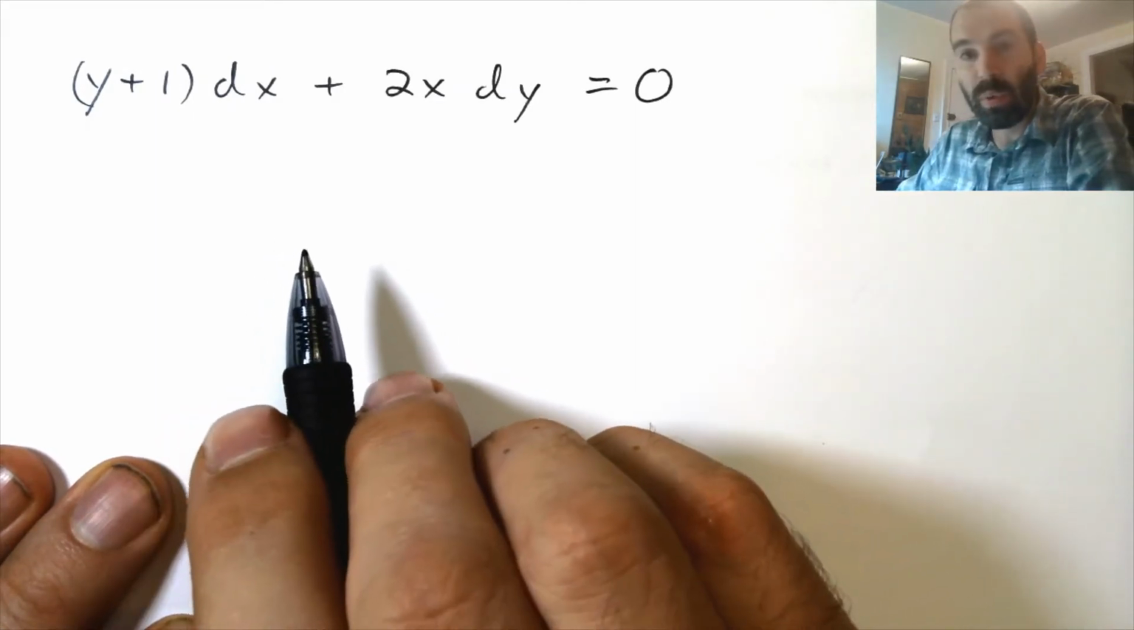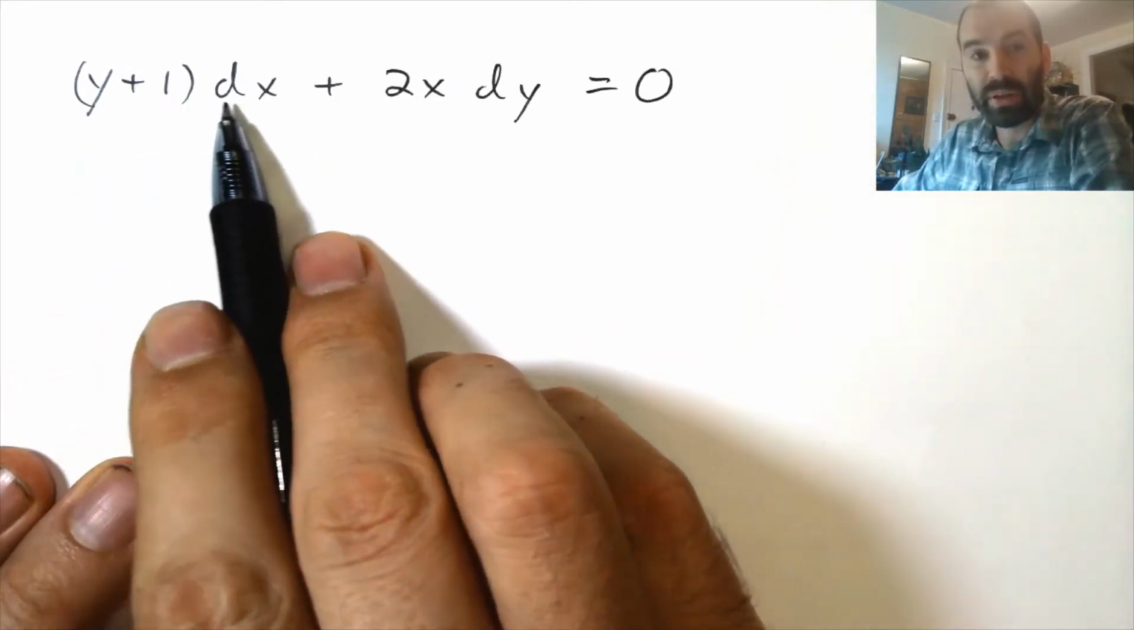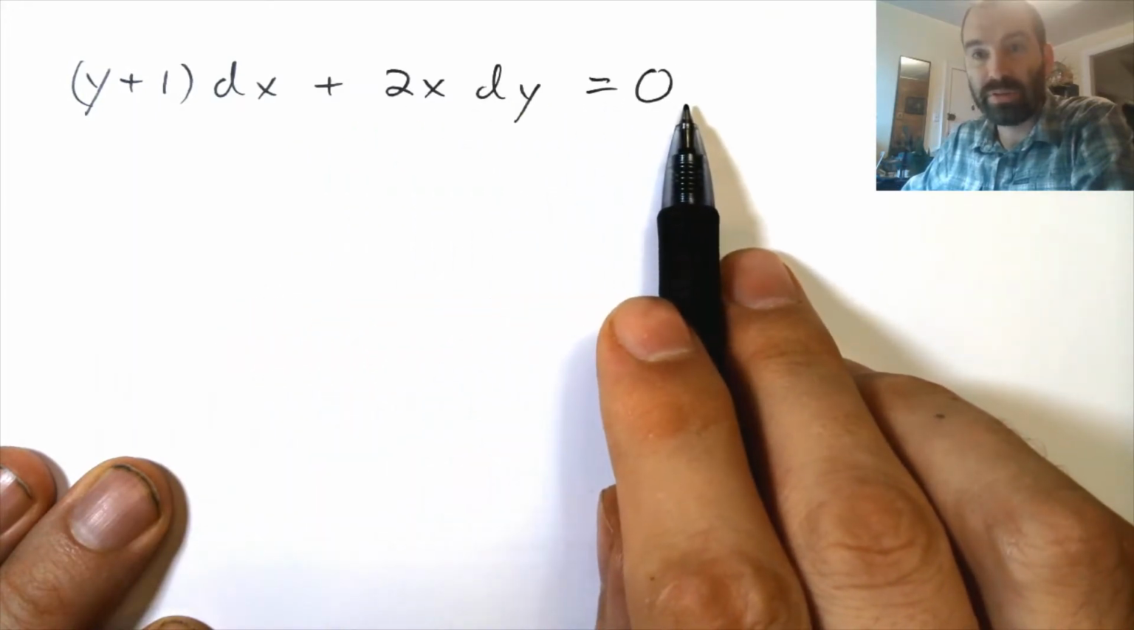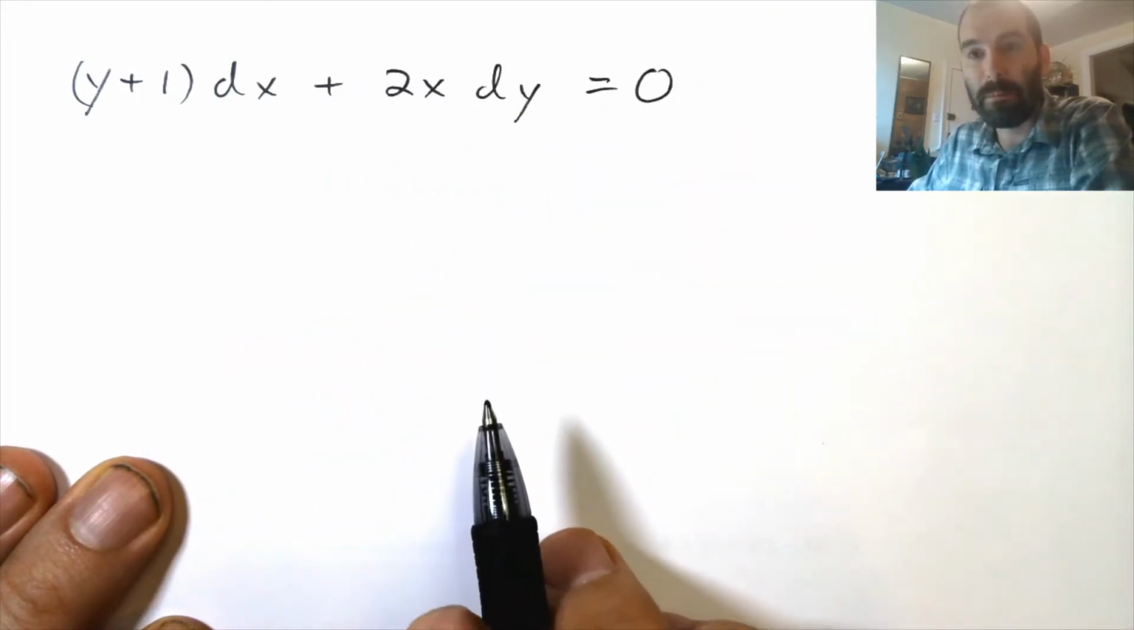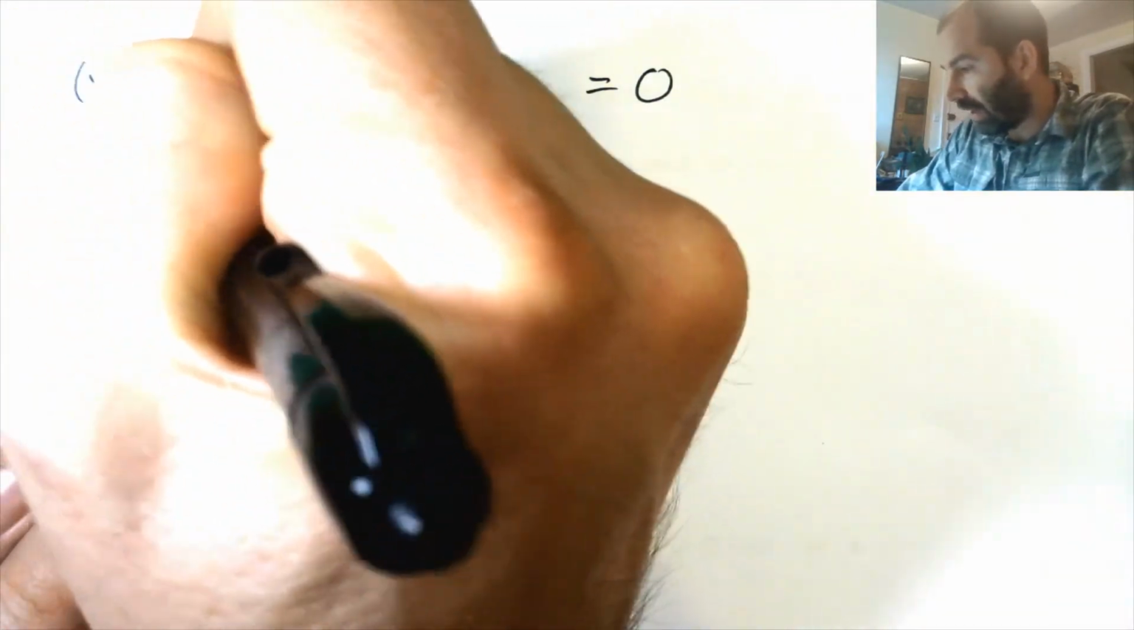So what we're going to do is try multiplying through this entire equation by a function of x. I'm going to call it mu of x, the Greek letter mu. So let's multiply through by mu of x and see what happens.